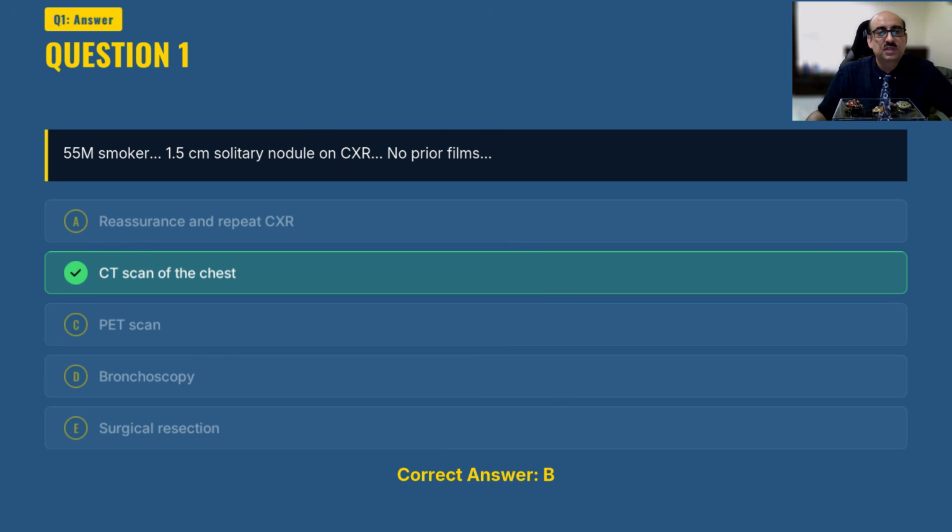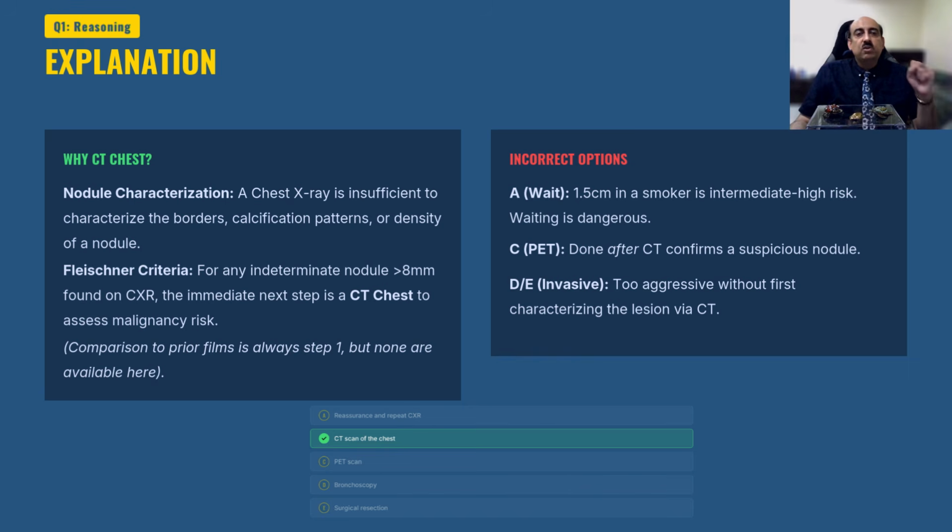So the answer for this 55-year-old male smoker with a 1.5 centimeter solitary nodule on chest X-ray, no previous films, would be a CT scan of the chest. Now let's look at the options and the explanation. Why a CT chest? Because chest X-ray on its own is insufficient to characterize the nodule, its density, calcification pattern, borders, the 3D dimensions. However, if there was a previous chest X-ray, which in this case there is not, it would have helped in comparison, especially over a period of time, to see whether it is a static or an increasing lung nodular mass.